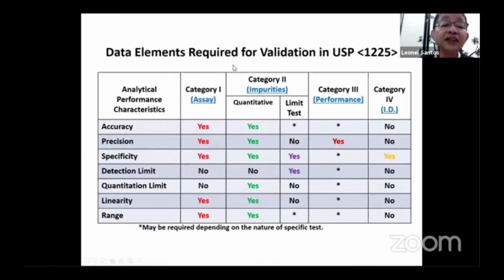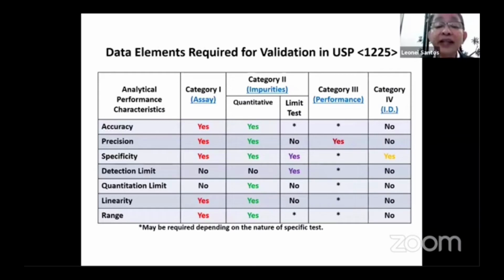This slide describes the data elements required for validation if you're doing a validation based on USP General Chapter 1225. Again, it depends on the analytical performance characteristics, and also on the category type. As you can see, for example, if you are validating a category 1 assay, everything listed here is needed except the detection limit and quantitation limit. You would read this table the same way.